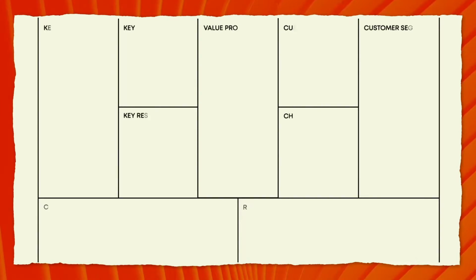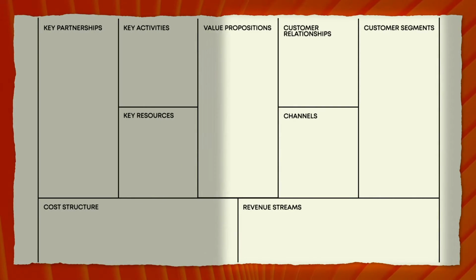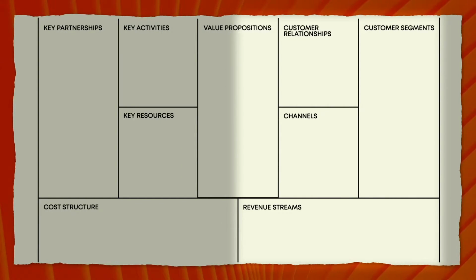Go to your whiteboard or take a large sheet of paper. Draw a rectangle and divide it into 9 sections like this. Start from the right. That's where the customer is. Any strategizing begins with a customer or market you plan to target with your product.